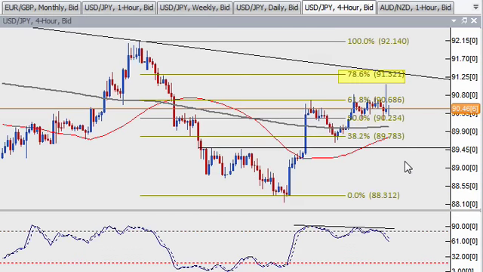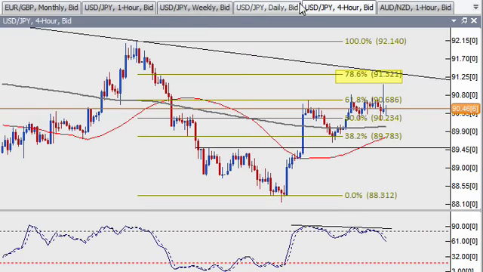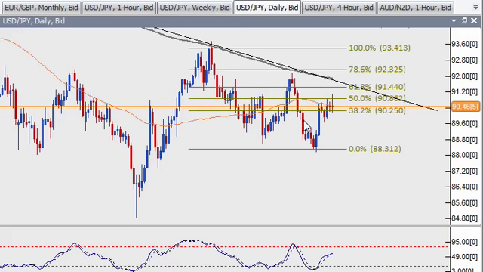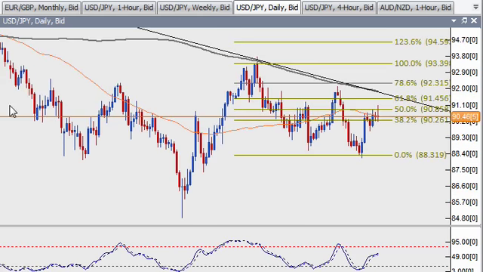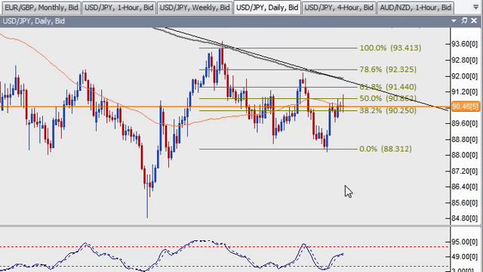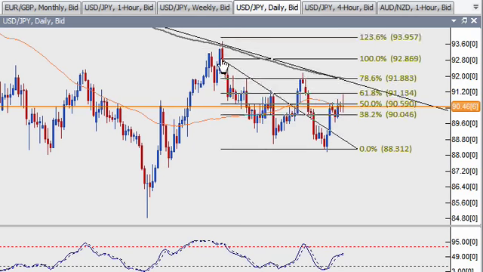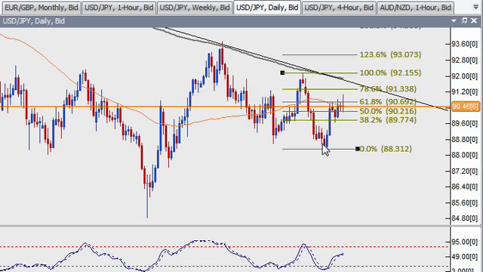Here's a look at the US dollar Japanese yen pair. Actually, let me switch to the daily. You see, we've been in this sort of sideways action since the end of last year. The market continues to be choppy. This rally currently retraced 50% of this decline, and if you use this previous decline, it has retraced 61.8%.